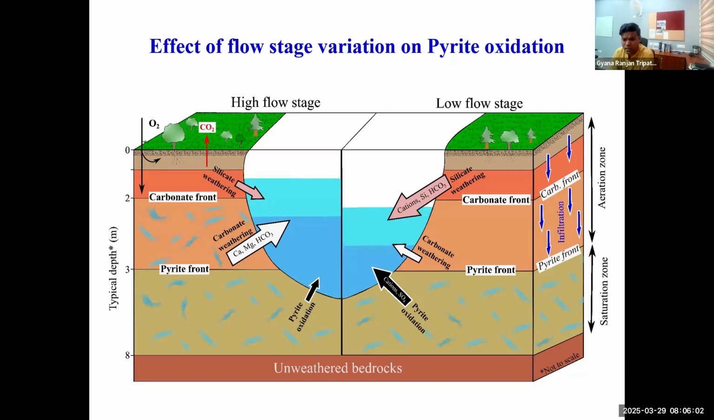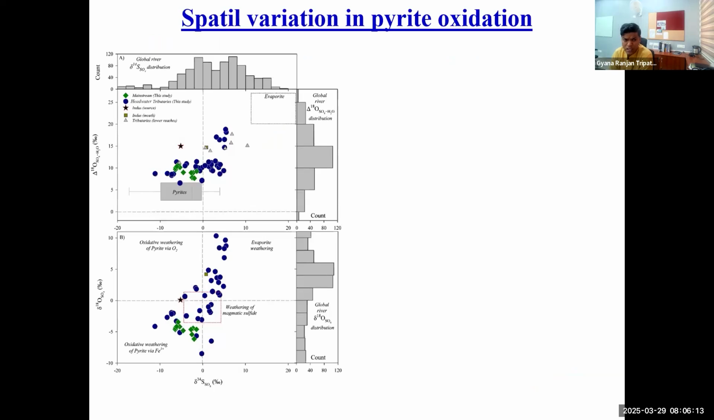Now that we know that the diffusion of oxygen plays a role in terms of seasonality of pyrite oxidation, we wanted to come back and understand what happens at a spatial scale. On a spatial scale, we measured two important aspects. One is delta 34S sulfate, which we discussed in some detail. And we also measured, as I mentioned before, the oxygen of sulfate, this SO4, both O and S are measured. So if you plot them together, this is the global distribution, the histogram that you can see here.